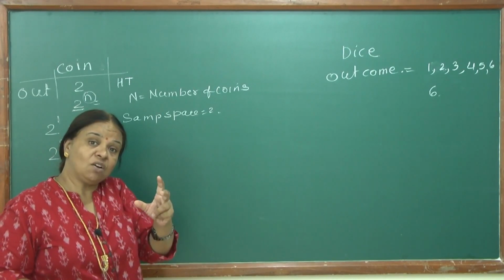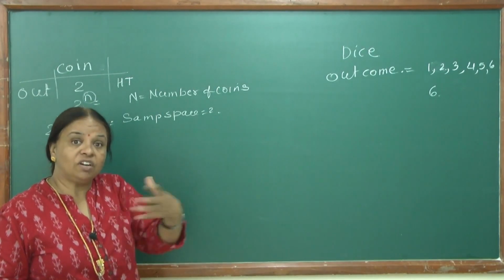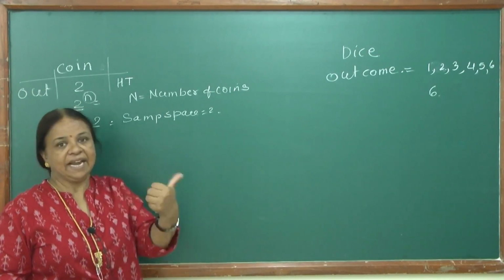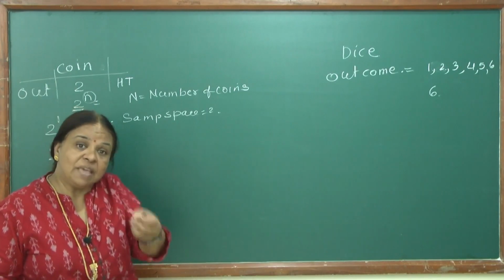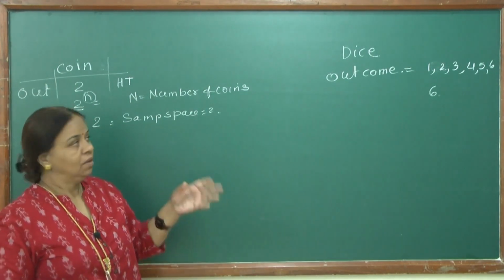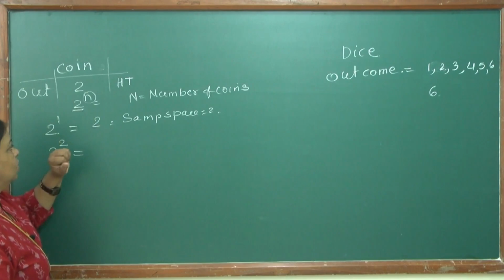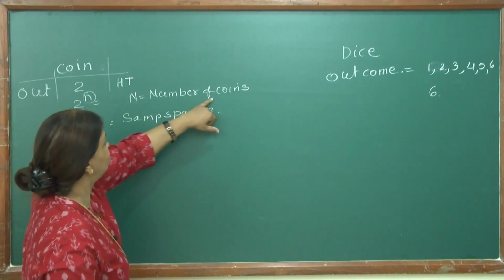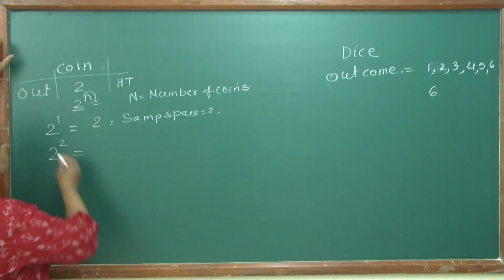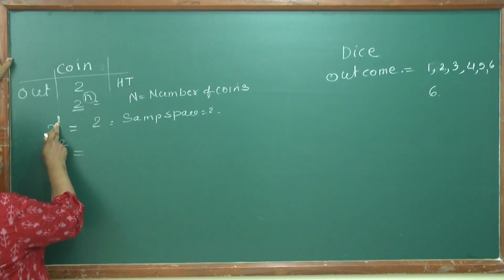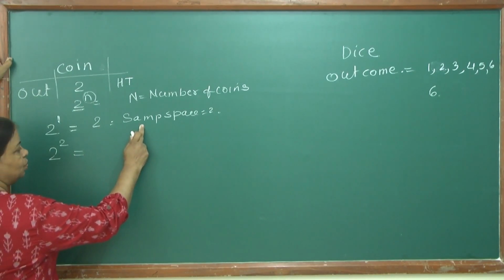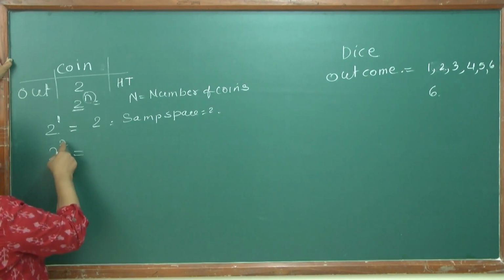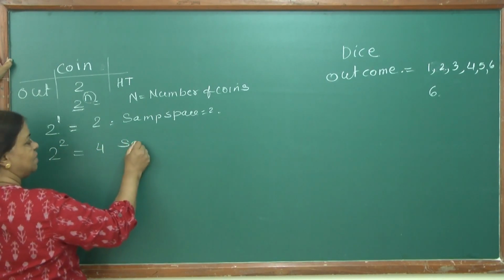But if you toss 2 coins at a time, what will be the number of sample space? The possibility in one coin is only head or tail. So outcomes are only 2, but the number of coins can change. So n is the number of coins and 2 is the outcome. When we are tossing one coin, sample space will be 2. When we are tossing 2 coins, here n is 2. 2 raised to 2 means 4. Sample space is 4.